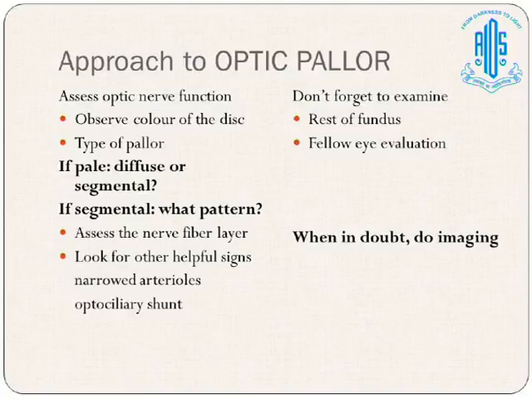Coming to the approach, first assess what is the residual optic nerve function of that particular eye. Look at the color, look at the type, look at the pattern, assess the nerve fiber layer, look for other signs like collaterals, cupping, any shunts, vessels which you can see. Don't forget to examine the rest of the fundus, and the fellow eye evaluation needs to be done. But whenever you are in doubt and not able to come to a conclusion, it's always best, even if you see a unilateral disc atrophy, to do imaging, because you don't know, something might be sitting up inside.